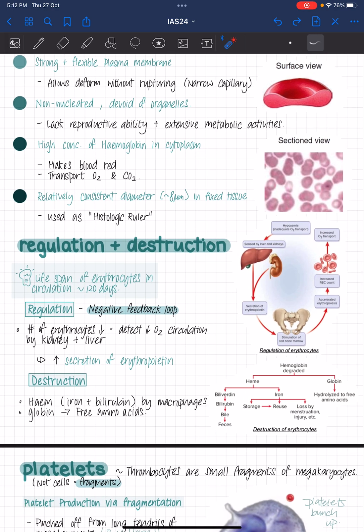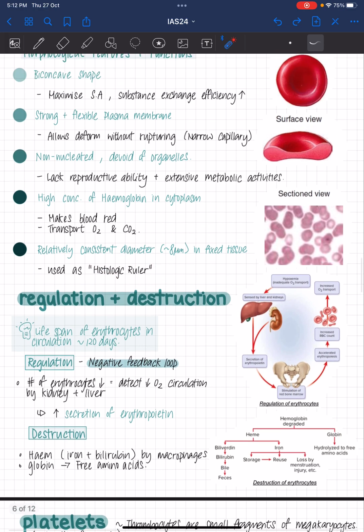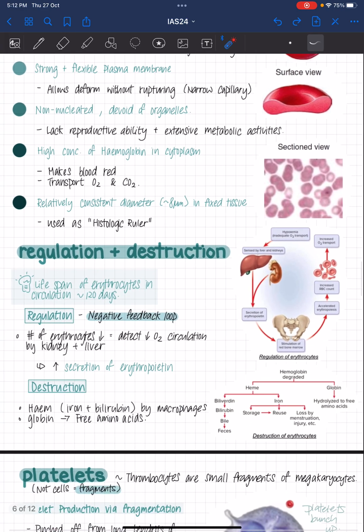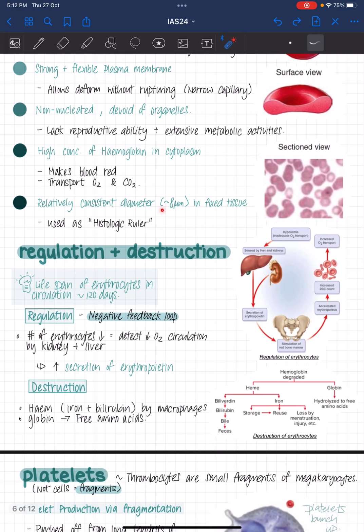And also, when we look at microscopic pictures of blood, we use red blood cells as a histological ruler, because they are almost always just 8 micrometers. So in 8 micrometers, we can just make measurements throughout the image.